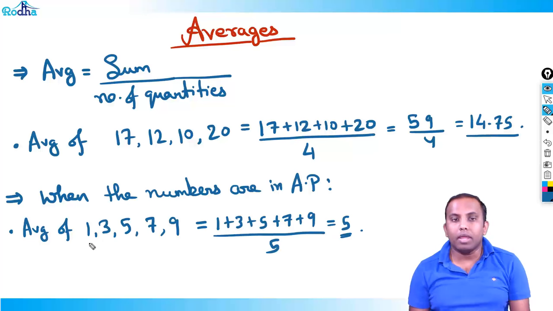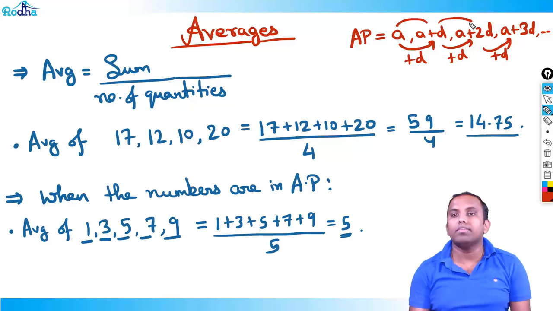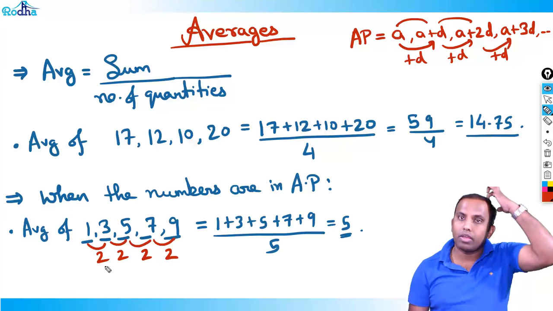Because see, when numbers are in AP, 1, 3, 5, 7, 9, what is AP? AP is a series, right? Arithmetic progression, okay? So like A, A plus D, A plus 2D, right? So the difference between any two consecutive terms is the same. Like A to A plus D, D is added. Here also D is added. Here also D is added, right? So the difference between any two consecutive terms is the same. That is D here. That is AP. So here also it is AP because the difference is 2, 2 here. The difference between any two consecutive terms is 2. This is AP, okay? And it is always in increasing or decreasing order, right?